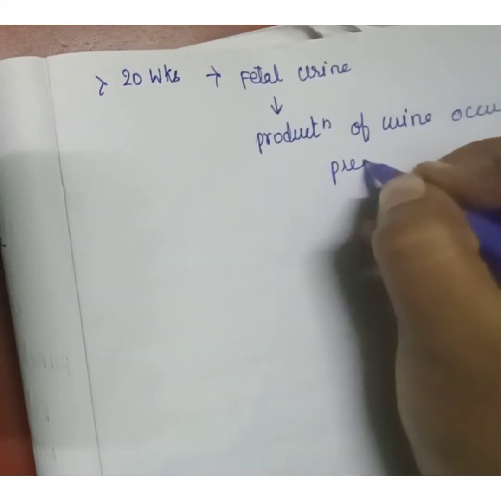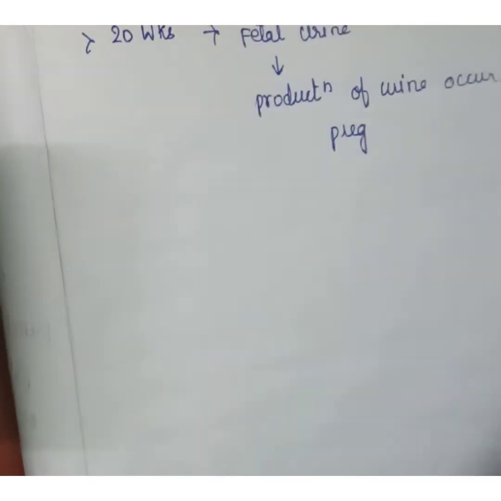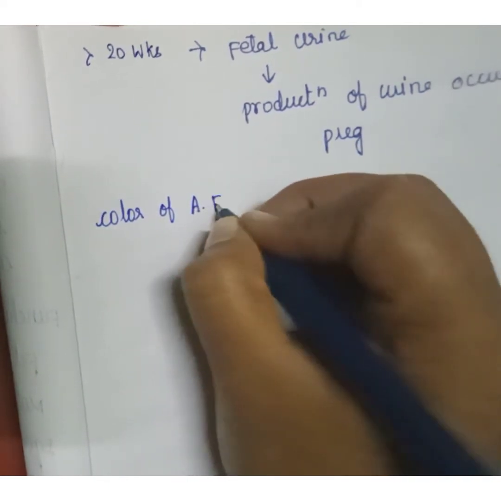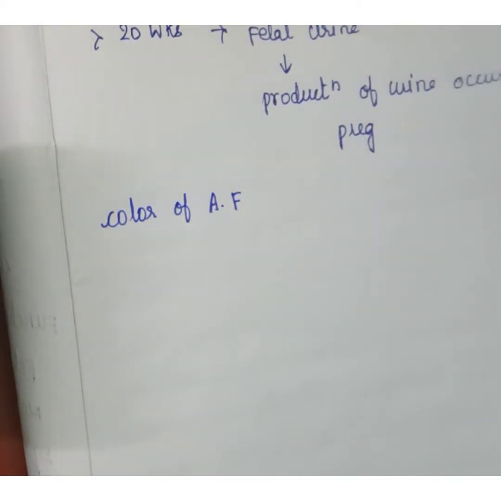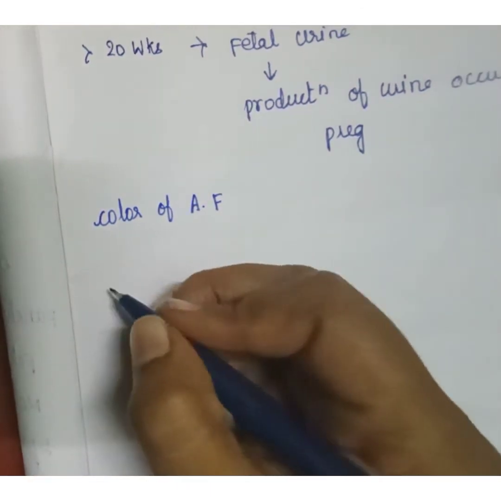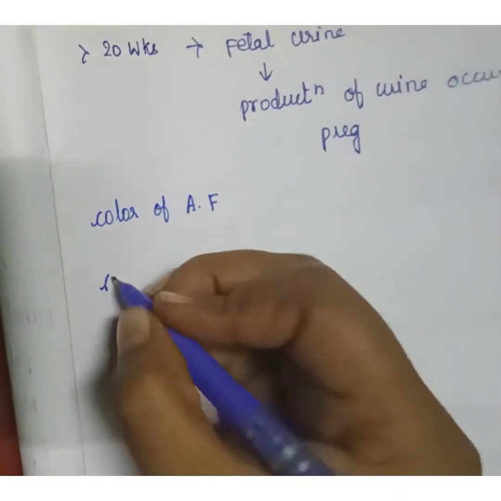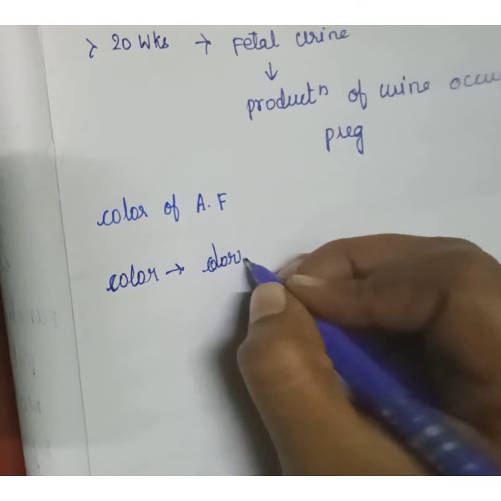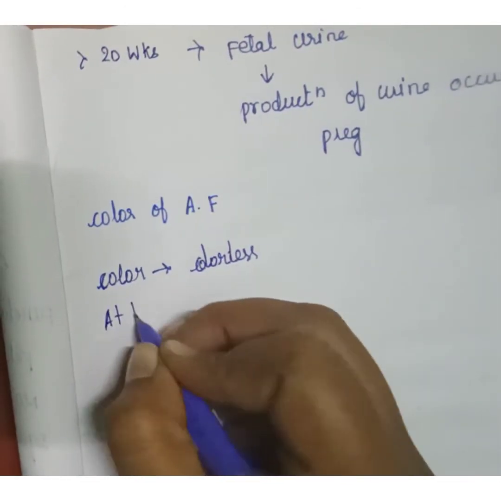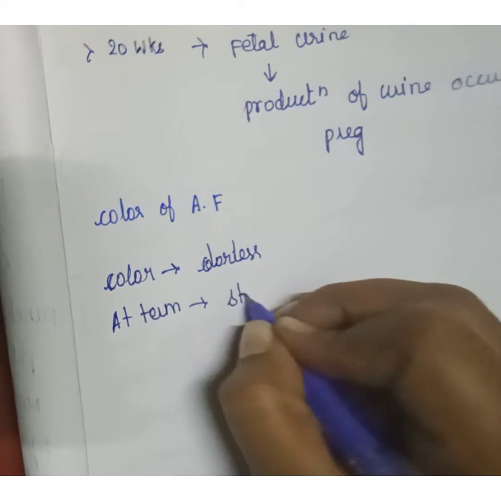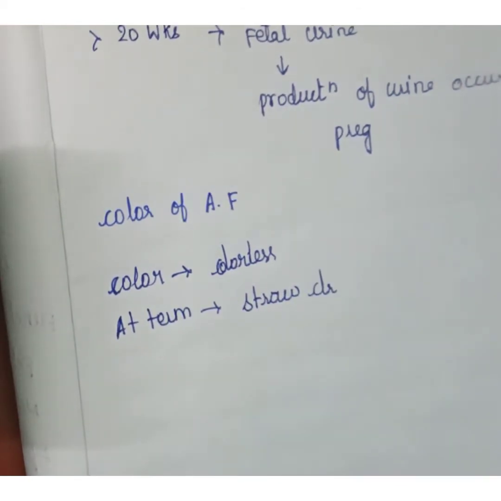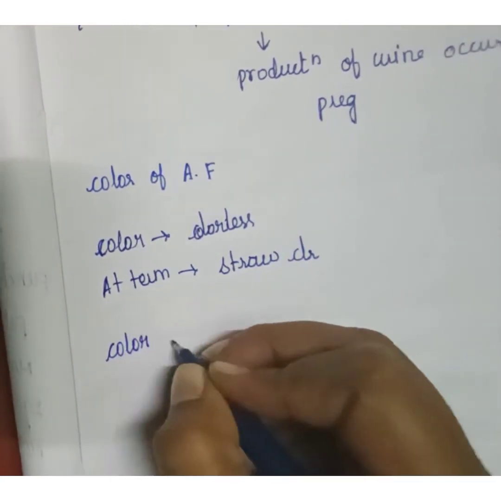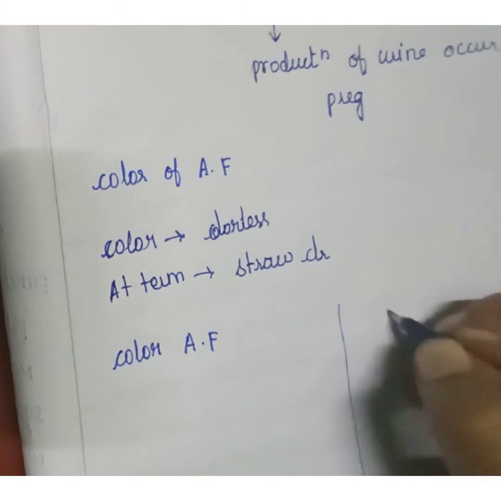Next we are going to see the colors of amniotic fluid, and also the disease conditions. First, it is colorless, and at term it is straw color. At term the amniotic fluid is straw color. Next we are going to see the colors of amniotic fluid and disease conditions.